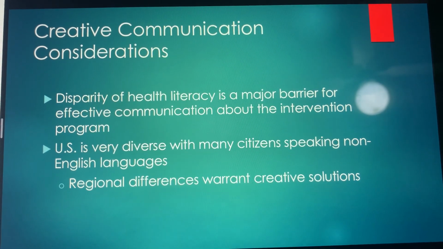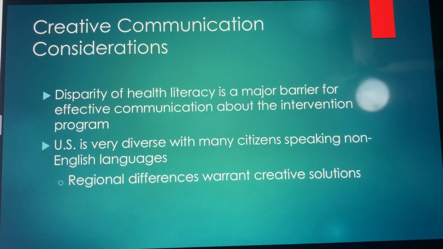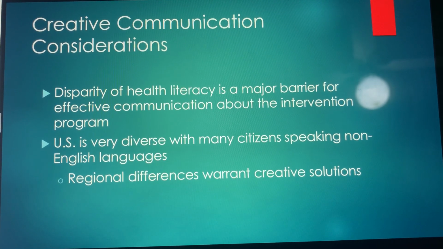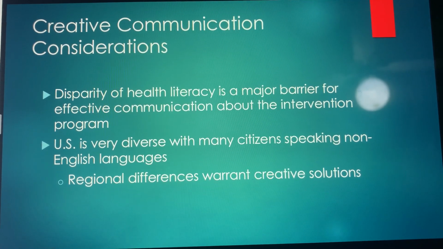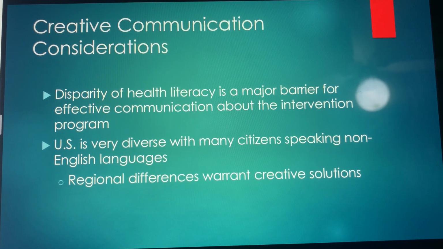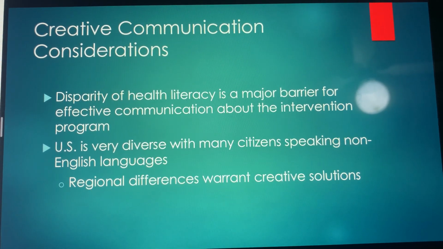Some creative communication considerations include disparity of health literacy. It is a major barrier for effective communication about the intervention program. In addition, the U.S. is a very diverse nation with many citizens speaking non-English languages, and regional differences warrant creative solutions as well.